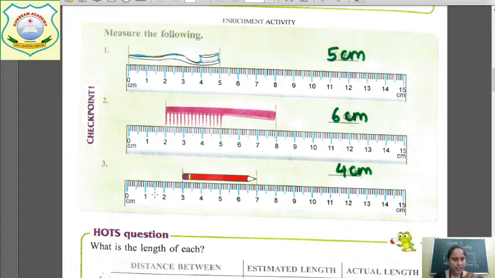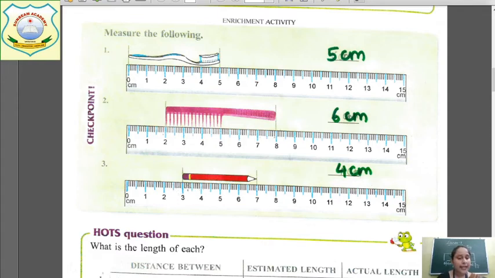Now come to the next figure. In the next figure also, first thing that you will do is draw a line with the help of scale. Join these dots and form a line. Both the sides you will form a line. Now it's beginning from 3. So 3 will be taken as 0 and it is ending on 7. So now count 1, 2, 3, 4. So that means this pencil is 4 centimeter long.